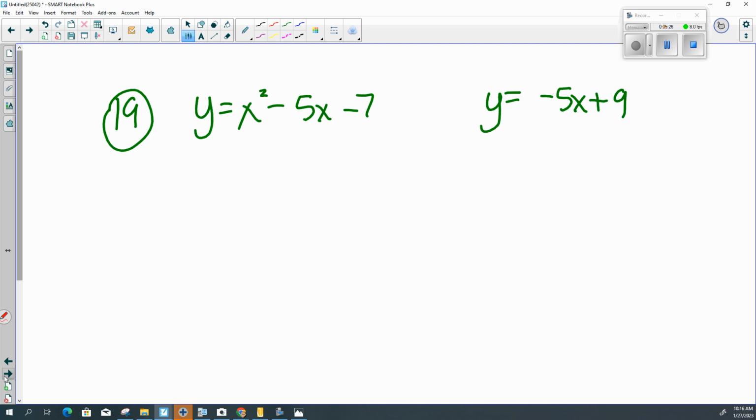Who's paying attention? Tanner, why do I start this problem? I want to use elimination. I want to eliminate the y's, so how do I make them opposite? And then we can add our equations together.